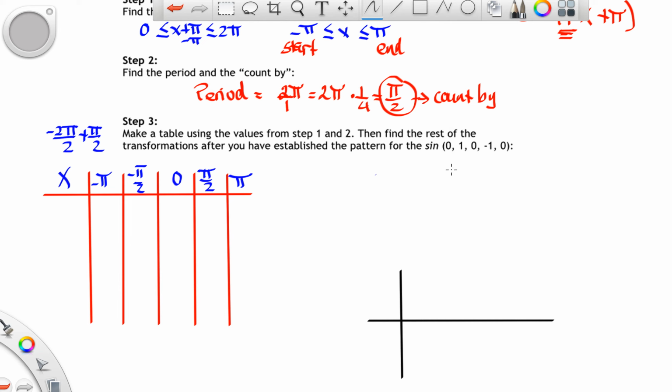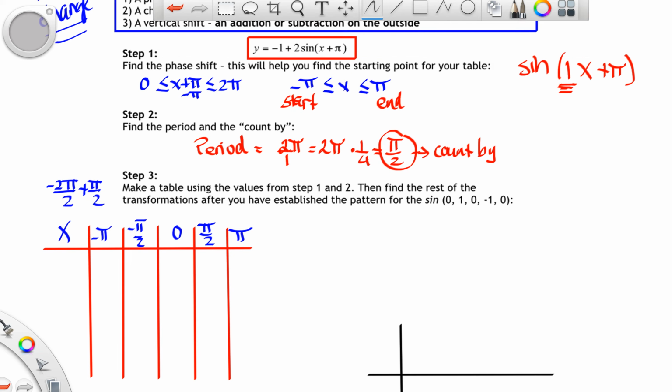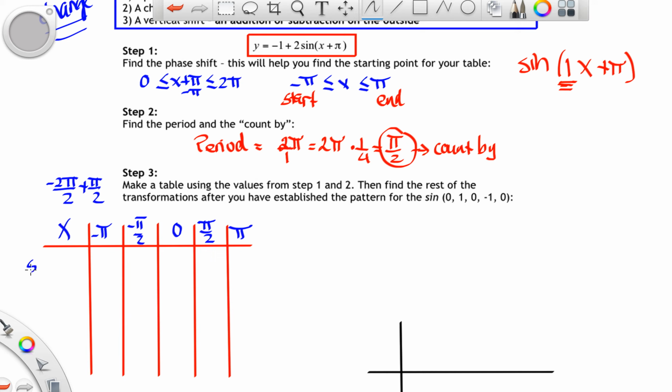So what I've accomplished at this point is to help set up this part. So the sine of x plus pi is going to start at 0, then go to 1, then go back to 0, go to negative 1, and go to 0. And then the next thing, so this is called the amplitude change. We're going to multiply all those values by 2. So 0, 2, 0, negative 2, and 0.